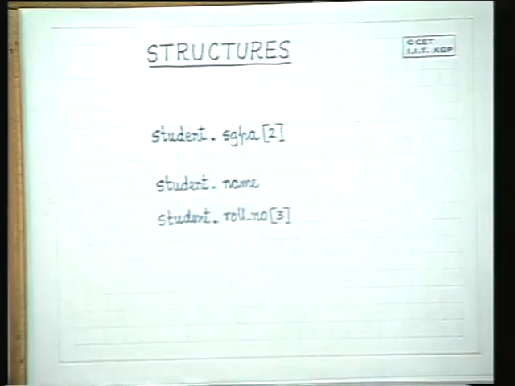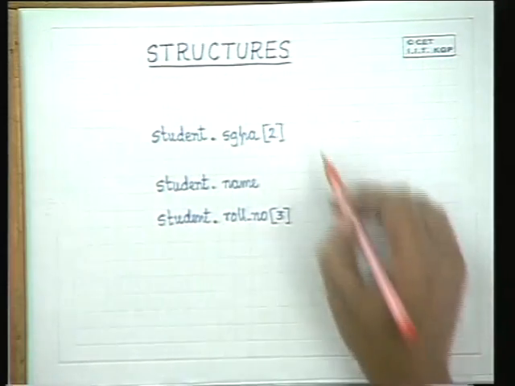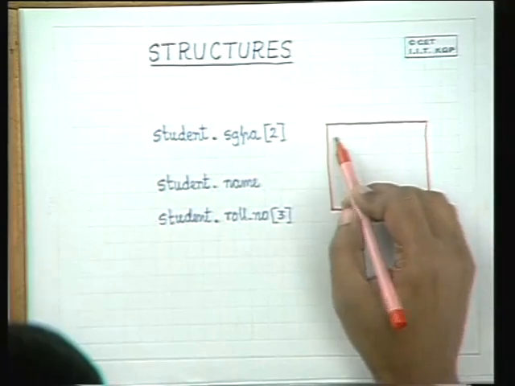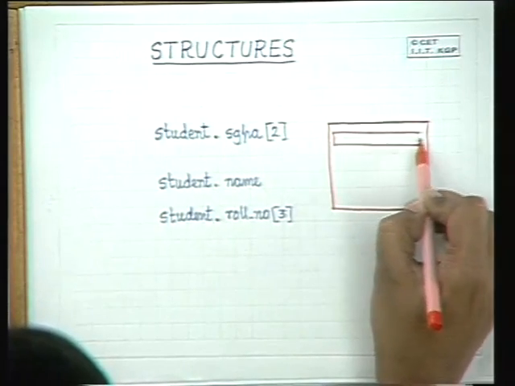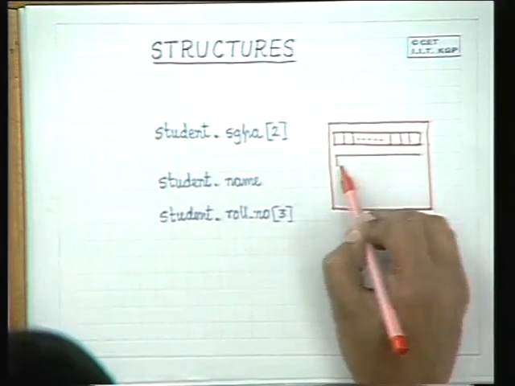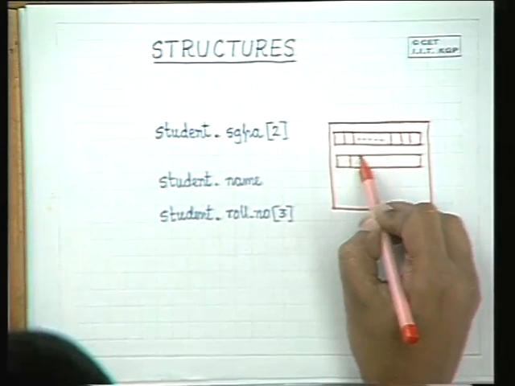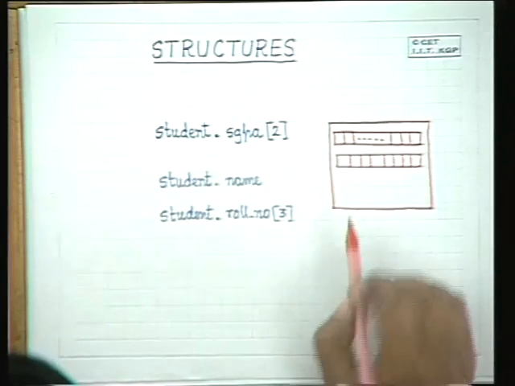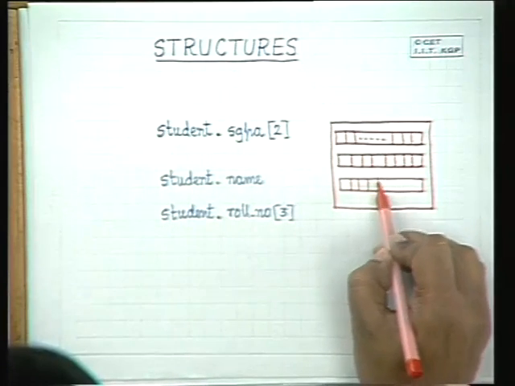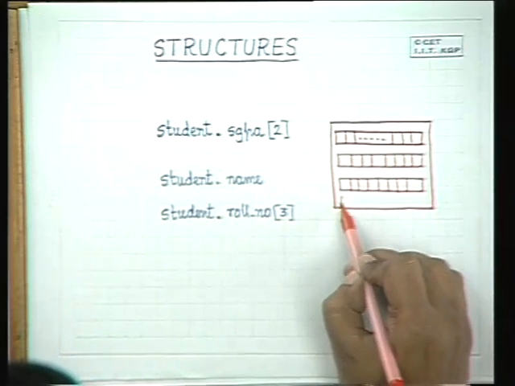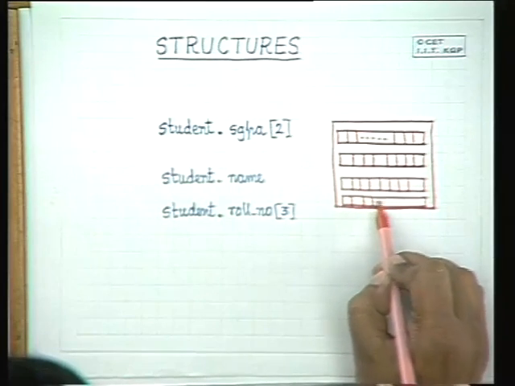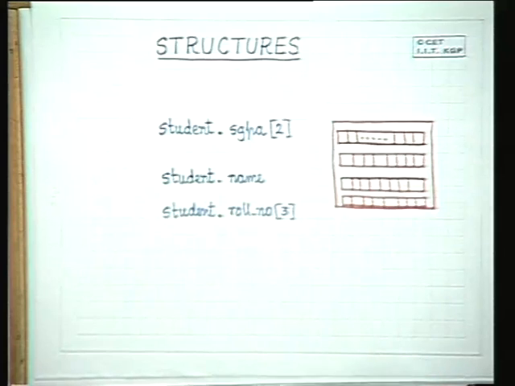So if you draw it up, you have got name of 25 elements, you have got roll number, eight elements, you have got CGPA of 8 elements. Is this visible? You have got SGPA of 8 elements.